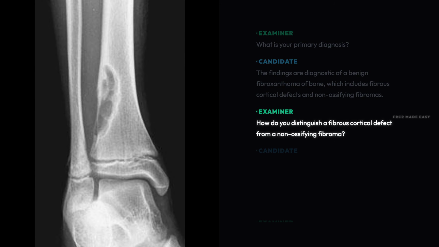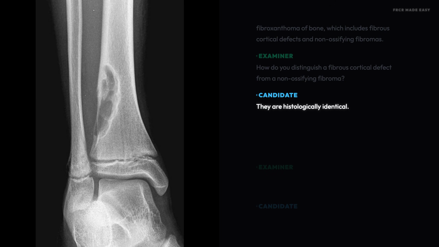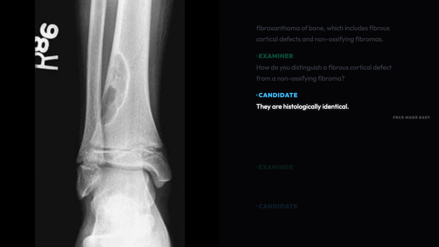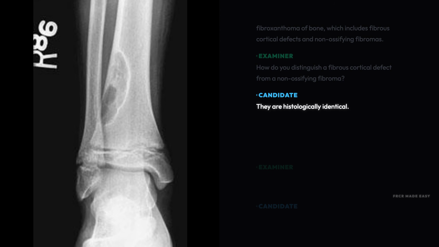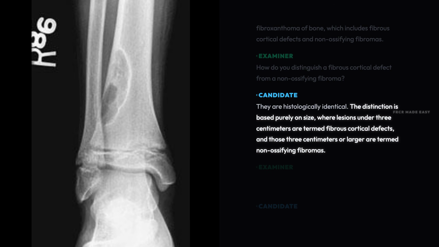How do you distinguish a fibrous cortical defect from a non-ossifying fibroma? They are histologically identical. The distinction is based purely on size, where lesions under 3 centimeters are termed fibrous cortical defects, and those 3 centimeters or larger are termed non-ossifying fibromas.